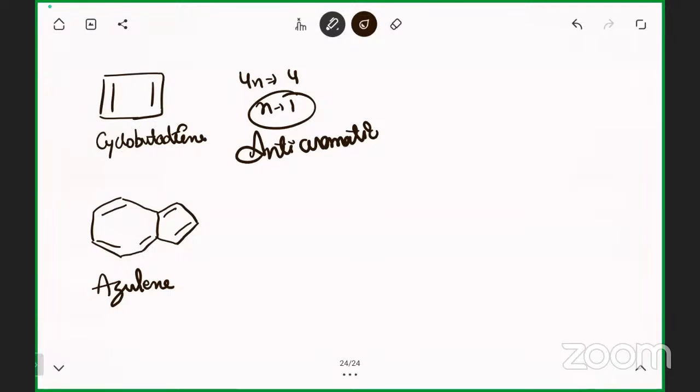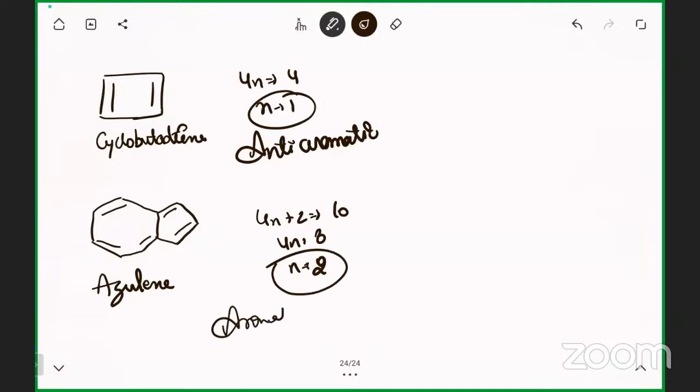Aromatic, sir. Yeah, 4n plus 2 is equal to 10, it means a 10 electron system. 4n is equal to 8, n is equal to 2. Aromatic. So now I think you can find which compound is aromatic, which compound is non-aromatic. Clear?